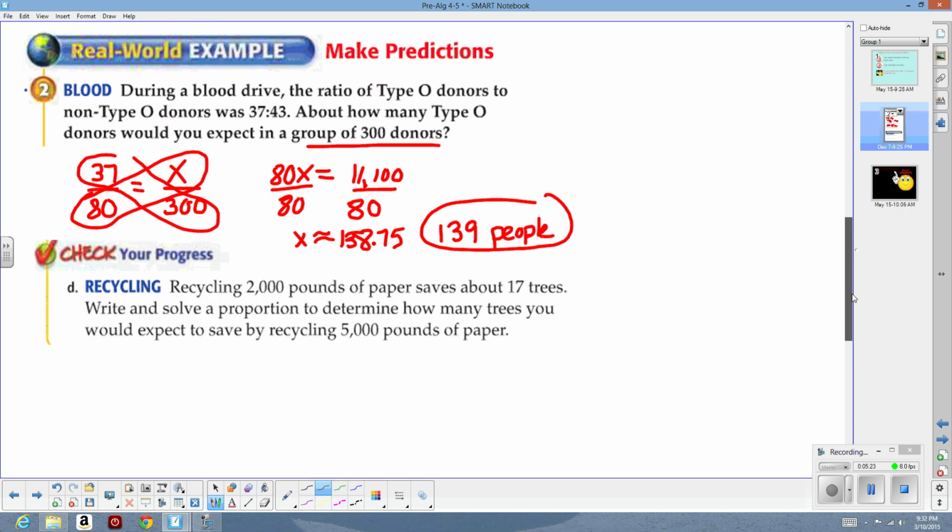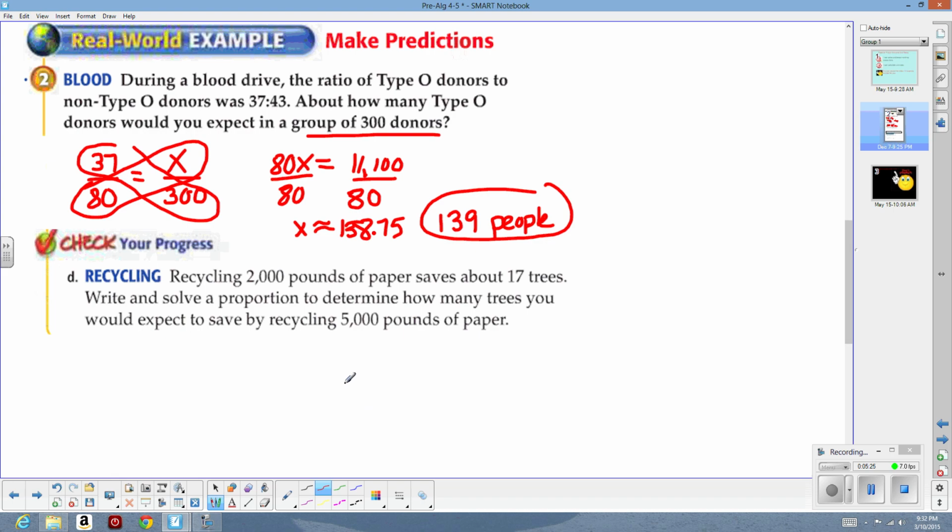You may want to try the next one on your own. Recycling 2,000 pounds of paper saves about 17 trees. So I'm going to write down 2,000 pounds saves 17 trees. Write and solve a proportion to determine how many trees you'd expect to save by recycling 5,000 pounds of paper.